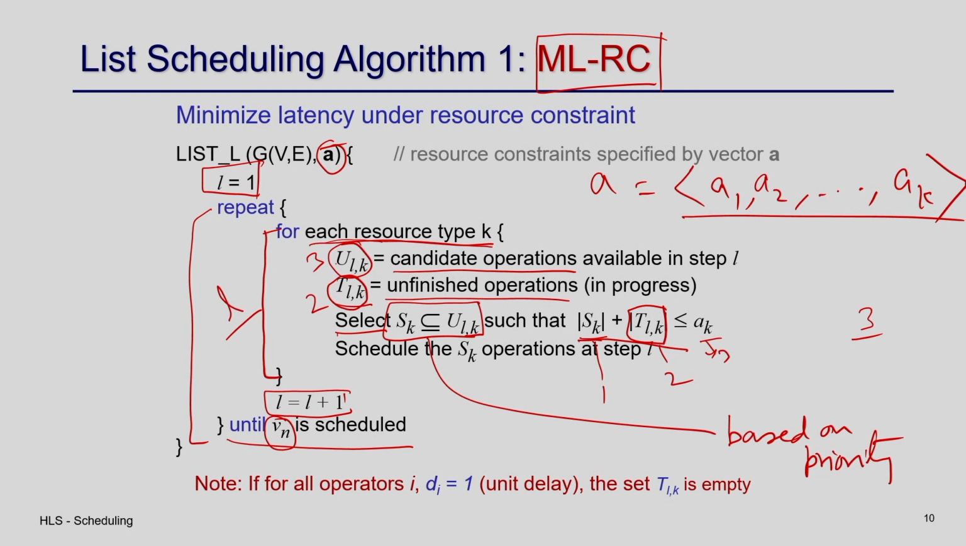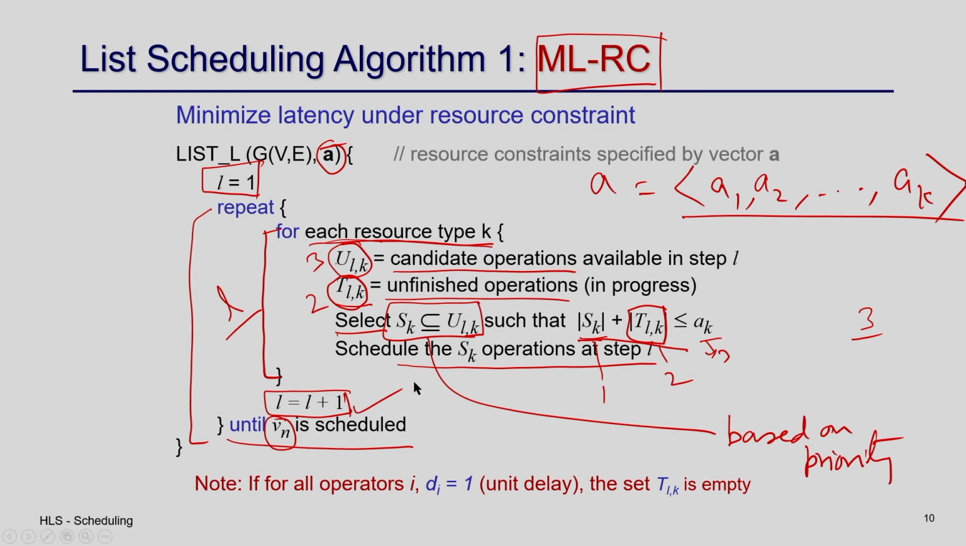Okay. And once you select this subset of nodes which can be scheduled in timestamp L, you just schedule those operations into timestamp L. That means I am going to do it for each type of resource, resource A1, then A2, A3 to AK. Once I have done it for all types of resources in timestamp L, that means my scheduling for L is done, and I will move to the L plus 1 timestamp. So, that is what I am doing here.